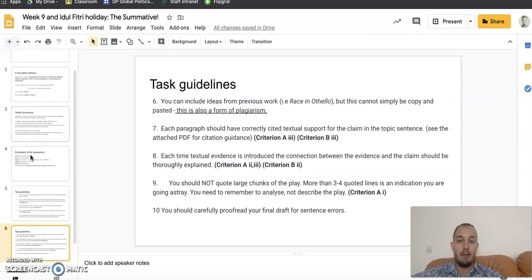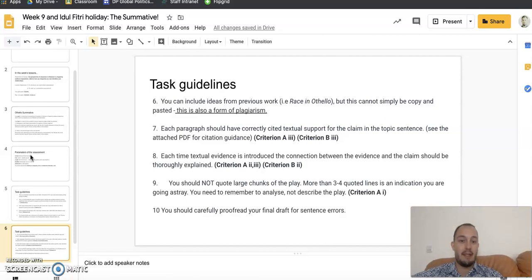You can include ideas from previous work. So for example, in our Race and Othello work, there may be some ideas you talked about. You can't simply copy and paste it. This is a form of plagiarism. You can plagiarize yourself. If you just copy and paste a chunk from your previous assignment, it is still plagiarism unless you cite it.